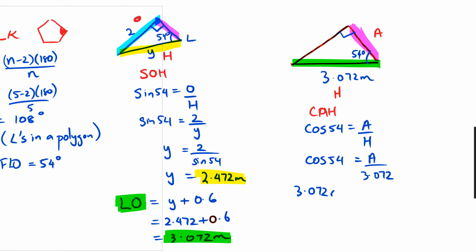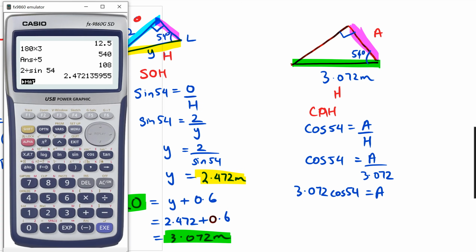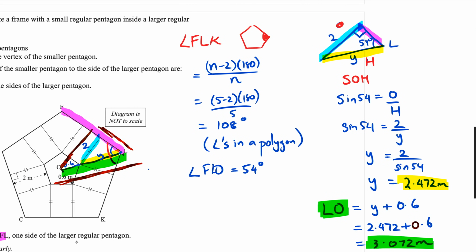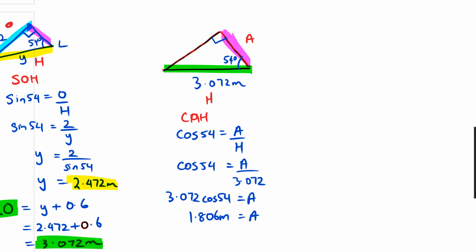So 3.072 times cos 54 equals adjacent, which is 1.806, I think. Well, let's just try it out. 3.072 multiplied by cos of 54 is 1.806. Now remember, that's only half of it. So we've only calculated this part right here. So we need to double it. And so our final answer is going to be 1.806 times 2, which is 3.61 meters.